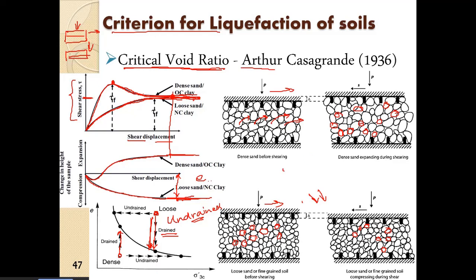Now when there is an increase in the pore water pressure, we all know effective stress is equal to total stress minus pore water pressure. So when the pore water pressure increases, there will be a decrease in the effective stress, the total stress remaining constant. From the loose state, the state of the soil will move in this direction. That means as the pore pressure goes on increasing, the effective stress in the soil will go on decreasing.